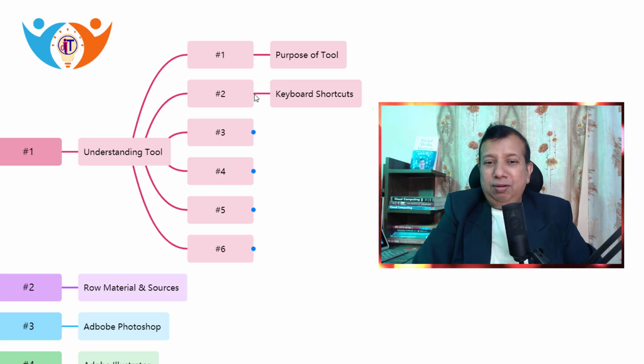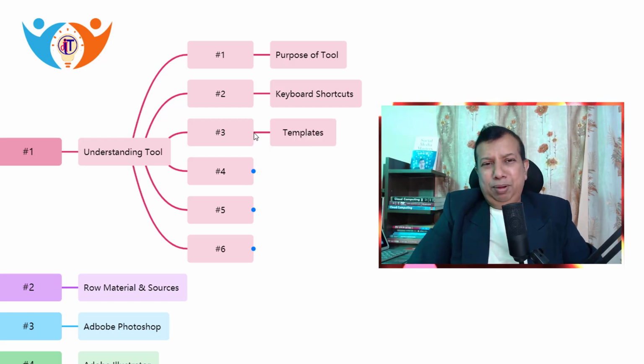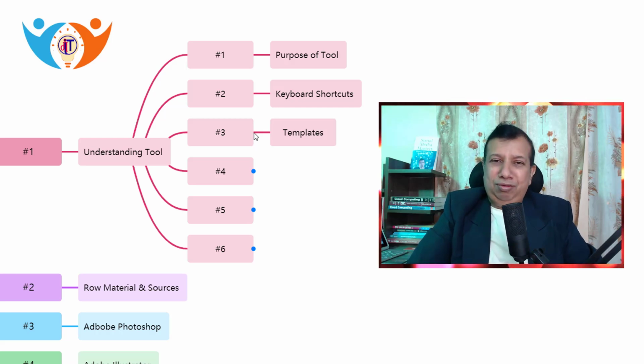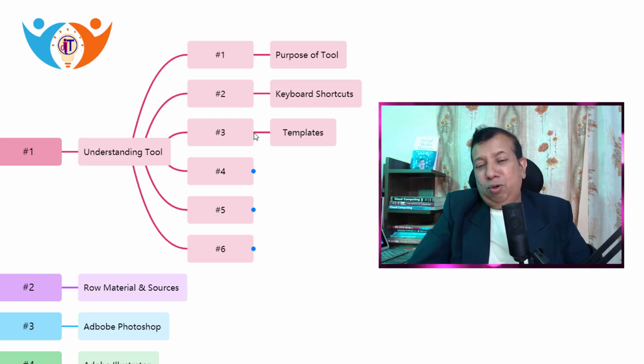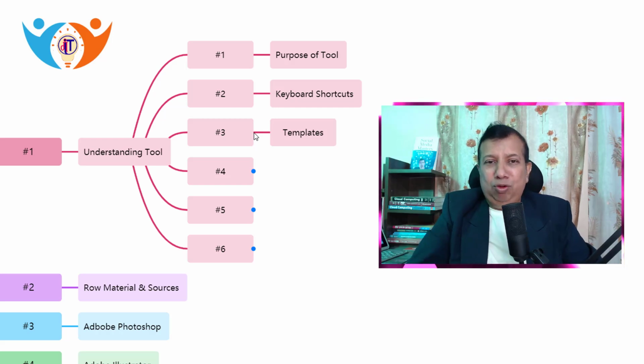The third tip is using templates. For every tool there are some ready-made templates. If you are using those ready-made templates, you can complete your project, your task, in a faster way. Instead of wasting time starting from scratch for every project and developing on your own, what you can do is develop the common part once and make it a template. Use the same template every time when you are developing such kind of project.